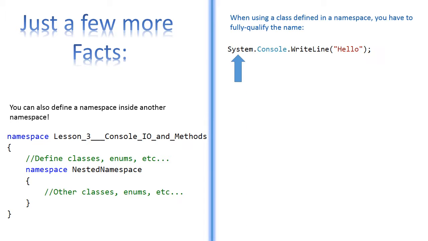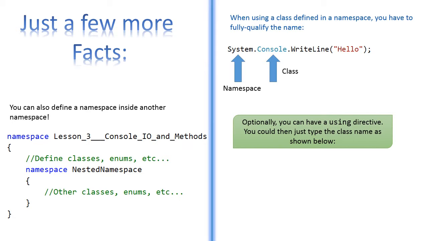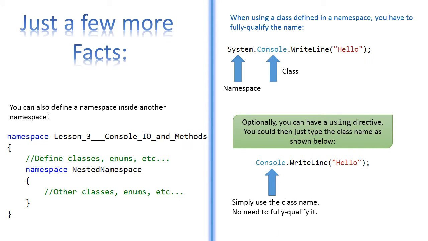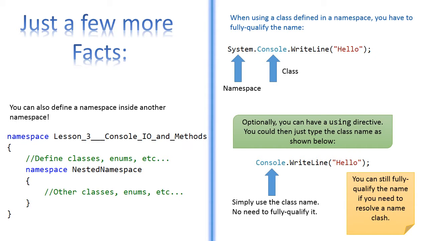So in our example, we're using the console class from the system namespace. Now, optionally, if we know that this class, for example, class console, is not going to have a name that will conflict with other classes, we can actually specify a using directive. This enables us to simply use the class without having to specify the namespace in which it's contained. However, if there does happen to be a name clash, we can always fully qualify the class name, to resolve that issue.